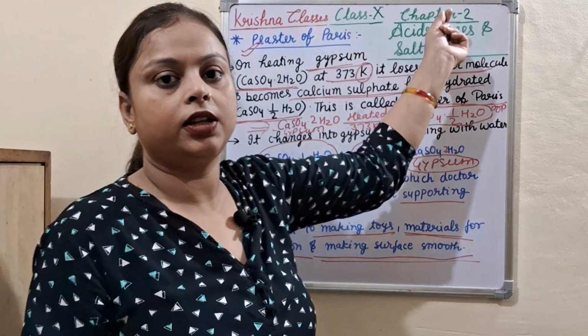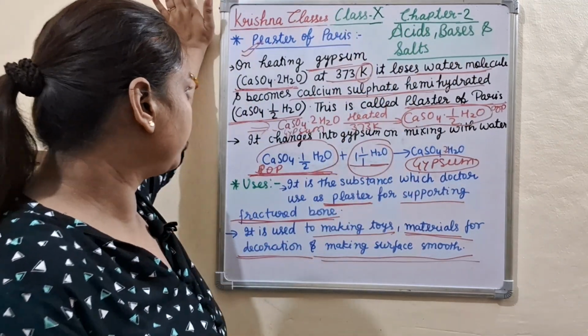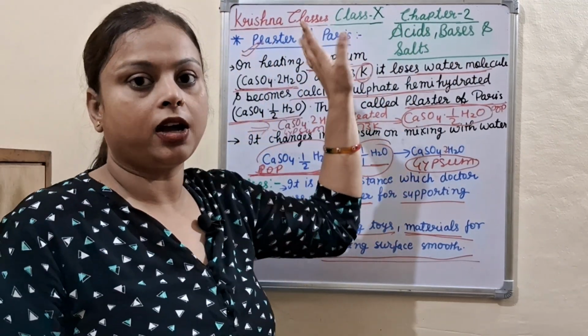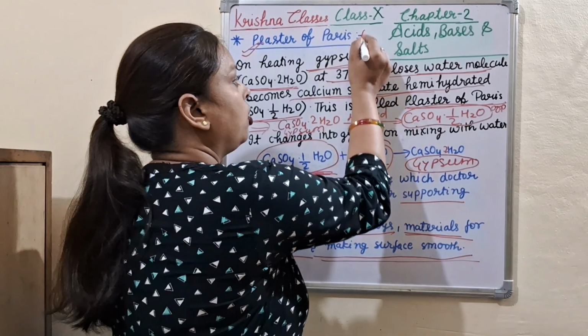Today I am going to take the class of 10 chapter 2, acids, bases and salts, as usual. This is the last topic of the chapter, plaster of Paris. What is the plaster of Paris? Also called POP.